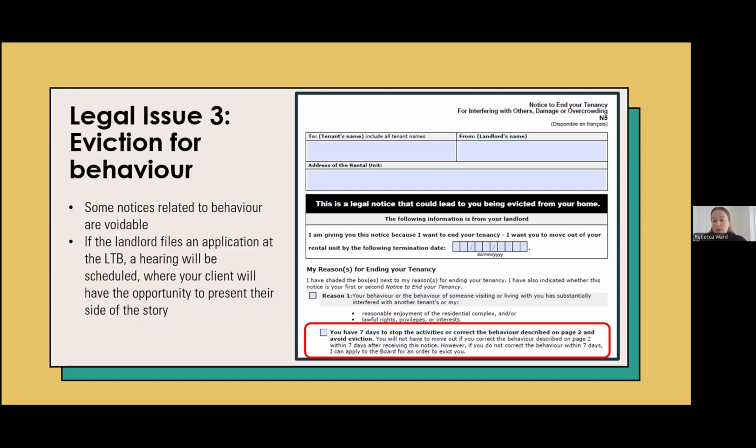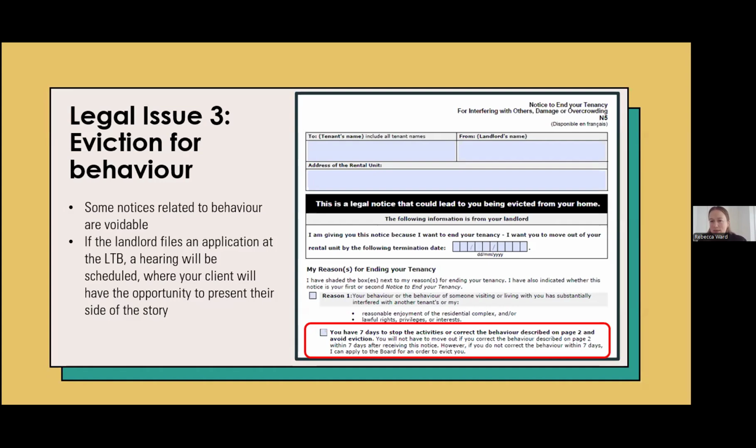But it's important for the tenant to understand what the allegations are. And if they dispute what the allegations are, then they can just stop doing them. If the landlord seems to think that the behavior is continuing for some reason, then the landlord will file a case at the Landlord and Tenant Board, and the tenant will have the chance at a hearing to present their side of the story.